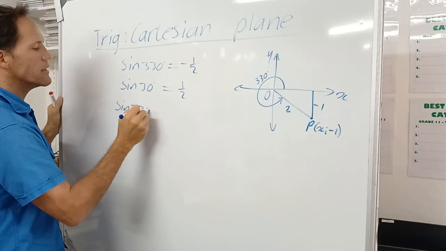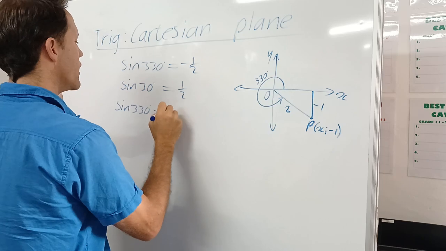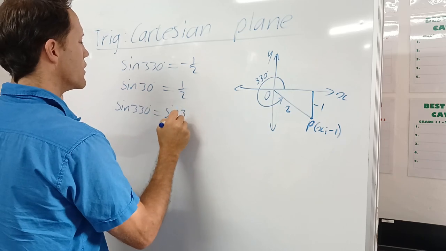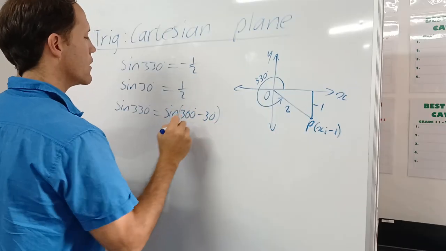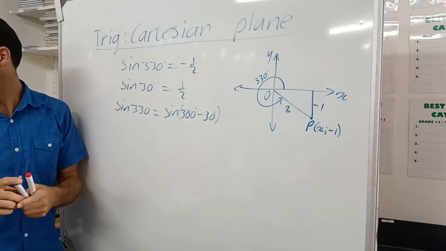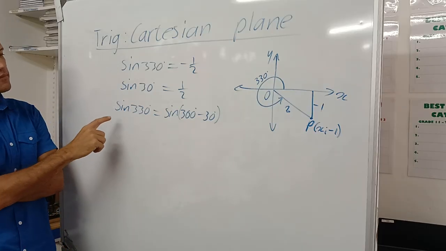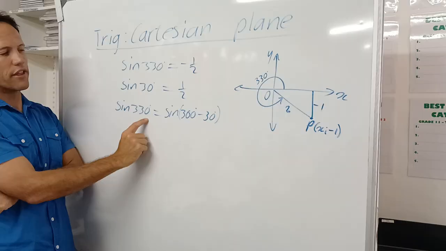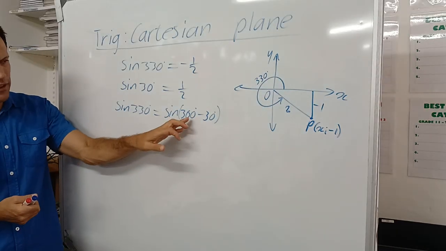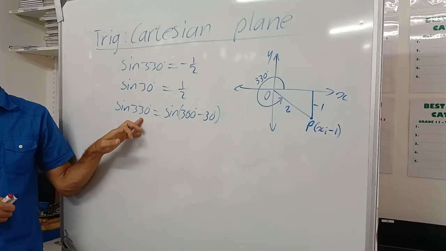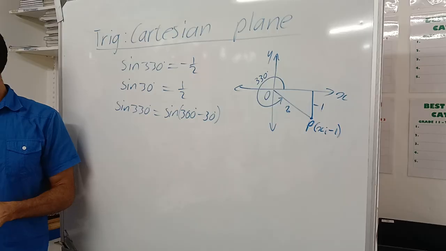But you can say sine 330 is the same as sine 360 minus 30. Okay, just think about it quickly, because we're going to talk more about this. Obviously, sine 330 is the same as sine 360 minus 30, because 360 minus 30 is 330. But now, what did we learn about sine 360 minus theta?